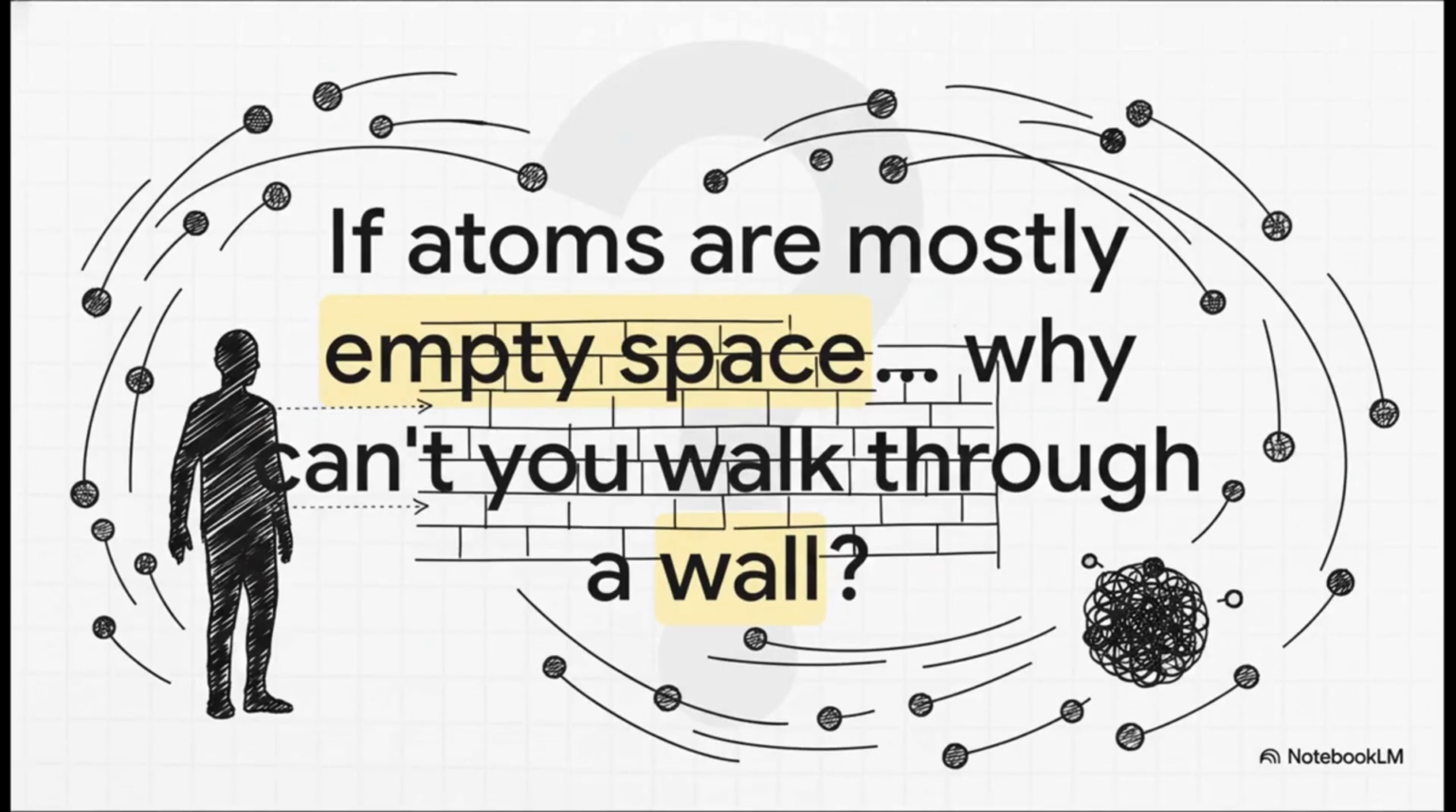We said an atom is mostly empty space, right? Like that stadium analogy? Well, if you're made of atoms and the wall is made of atoms and all those atoms are mostly empty space, why can't you just walk right through a wall? The answer has to do with those tiny little electrons, but that's a story for another time.